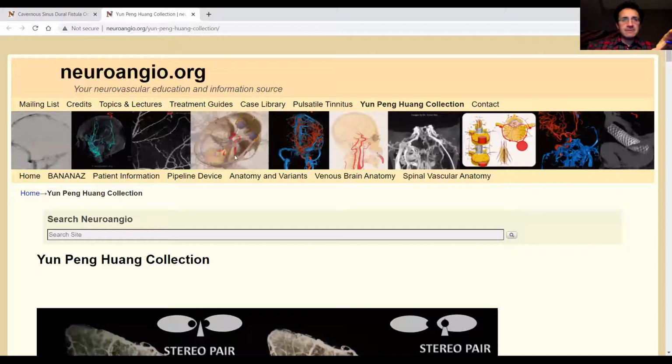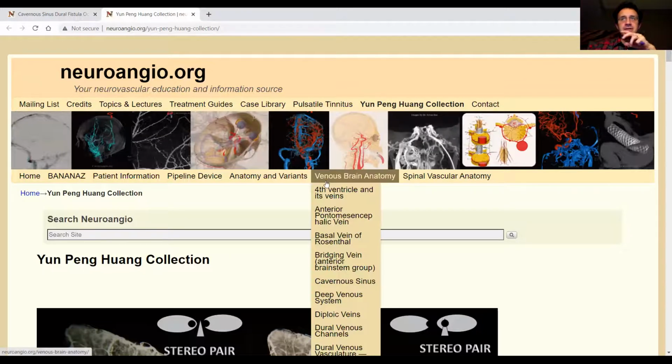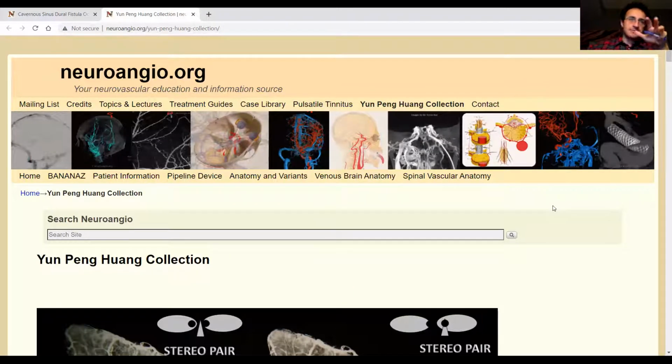This page itself is dedicated to Yunpeng Wang, who was one of the visionary neuroradiologists, one of the first who worked, most of his time spent at Sinai, where he developed both techniques and a really pioneering understanding of particularly the venous system that I think remains unparalleled. If you look up his books, his descriptions, his pictures of the venous system, I think they're still unsurpassed.